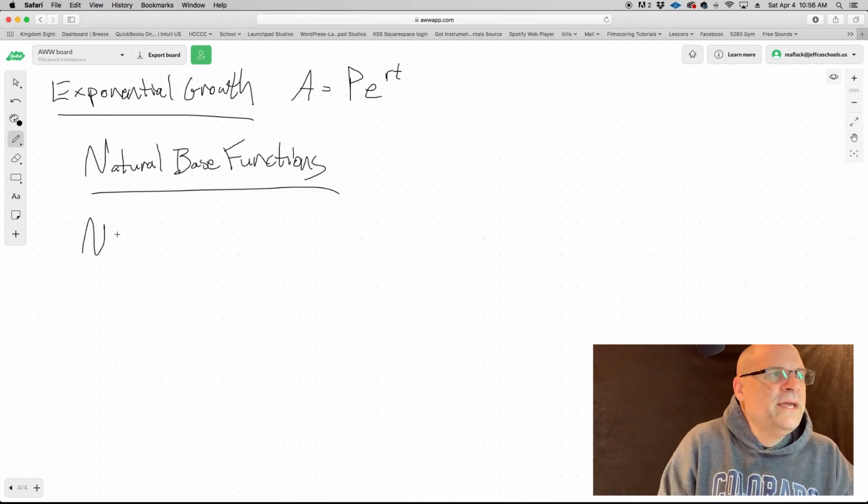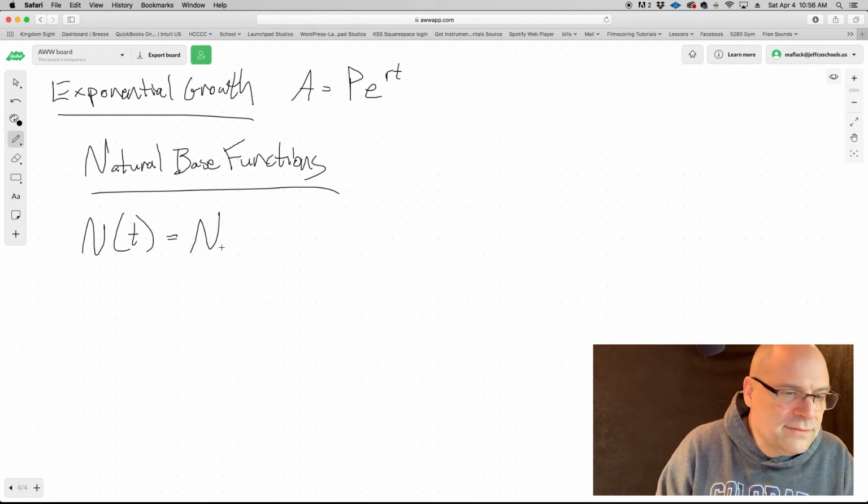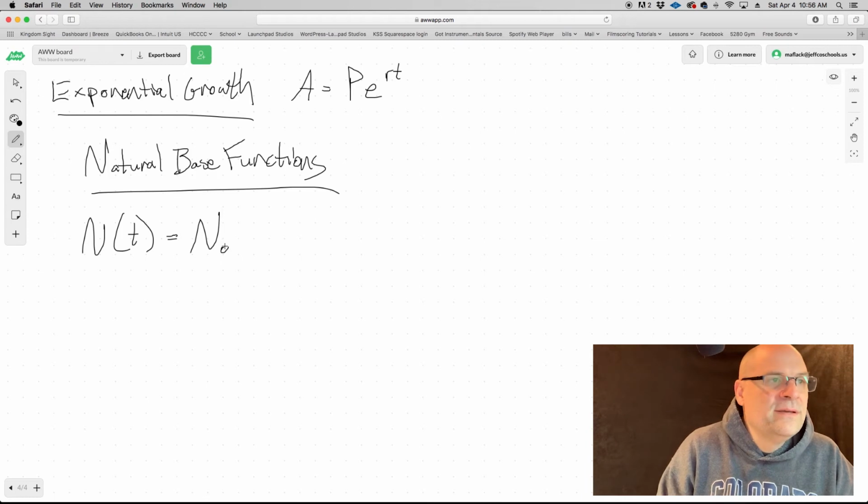All right, first one, N of t equals N at 0, or the original amount, times e to the kt.